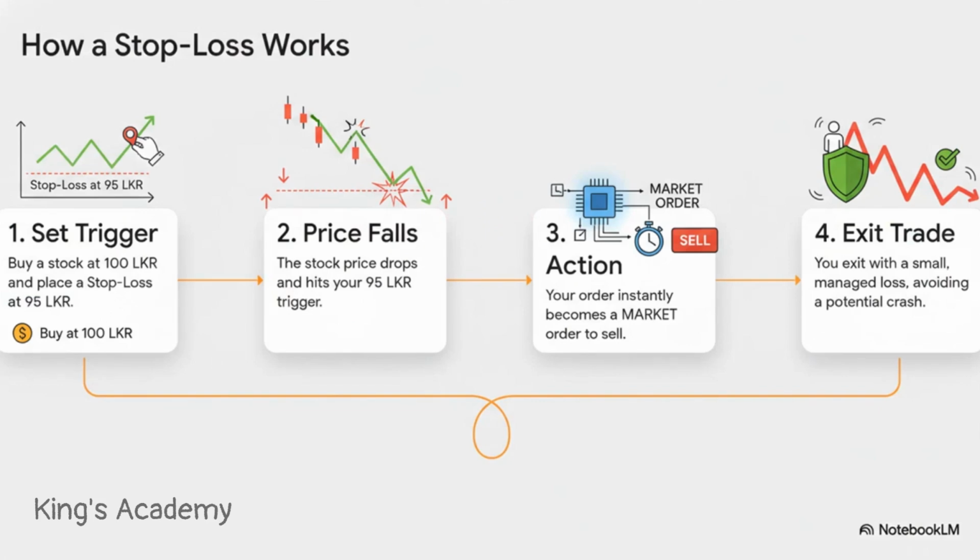It's super simple. Let's say you buy a stock at 100 LKR. You decide, okay, the absolute most I'm willing to lose on this is 5 LKR per share. So you set a stop loss trigger at 95 LKR. If the stock price drops and even touches 95, your system automatically fires off a market order to sell you out of the position. Boom! You take a small, manageable loss and you live to trade another day. No emotion, just a plan.